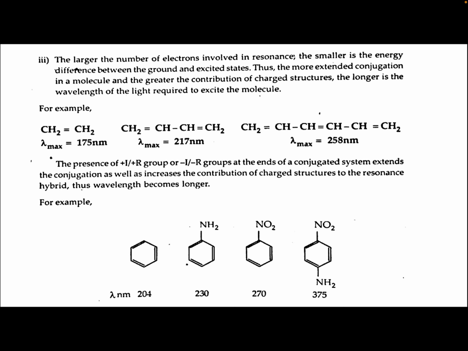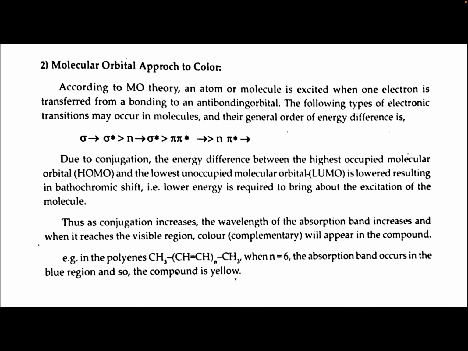has lambda max 258 nanometer. The presence of +I/+R groups or -I/-R groups at the ends of a conjugated system extends the conjugation as well as increases the contribution of charged structures to the resonance hybrid. Thus, the wavelength becomes longer. For example, for benzene lambda max is 204, and with NH2 on the benzene ring, that is aniline, 230, nitrobenzene 270, and para-aminonitrobenzene 375.